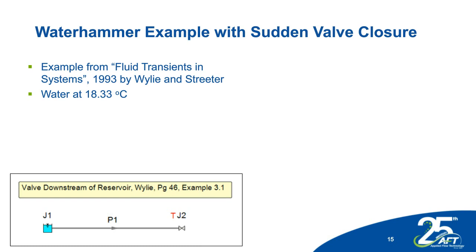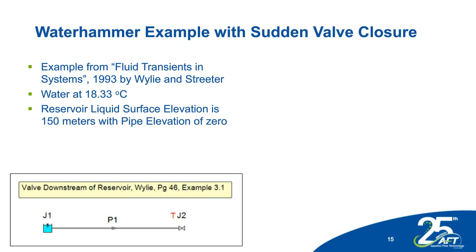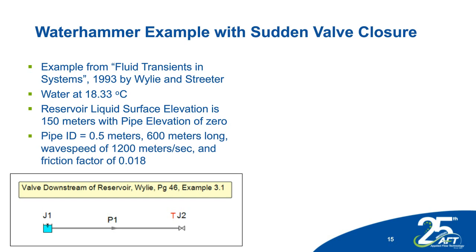The system that we're modeling here is going to be a simple water system, that way we can get the thermophysical properties of the fluid. So it's water at 18.3 degrees Celsius. The supply liquid reservoir is going to have a liquid surface elevation of 150 meters, and the pipe is going to be connected at the bottom of the reservoir, and that sets up the supply pressure. And the pipe itself is going to be half a meter in diameter, 600 meters long. We're specifying a wave speed of 1,200 meters per second with a known friction factor, and we are discharging through the valve into the atmospheric conditions.